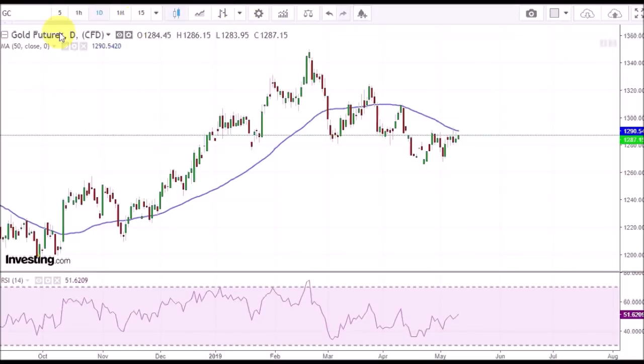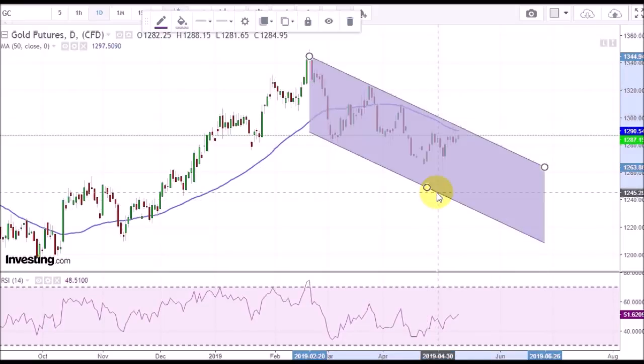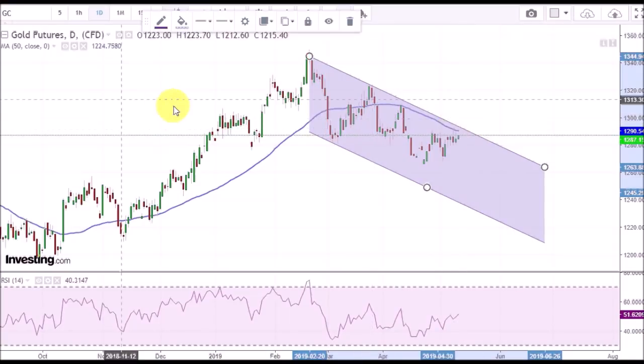Looking at the gold chart at the moment, one thing one might notice is that so far in this descending channel, it's testing the upper part of the channel, it's retesting the 50-day moving average, and again the case might be made that it might bounce back down from both the 50-day moving average and the upper range of this channel.